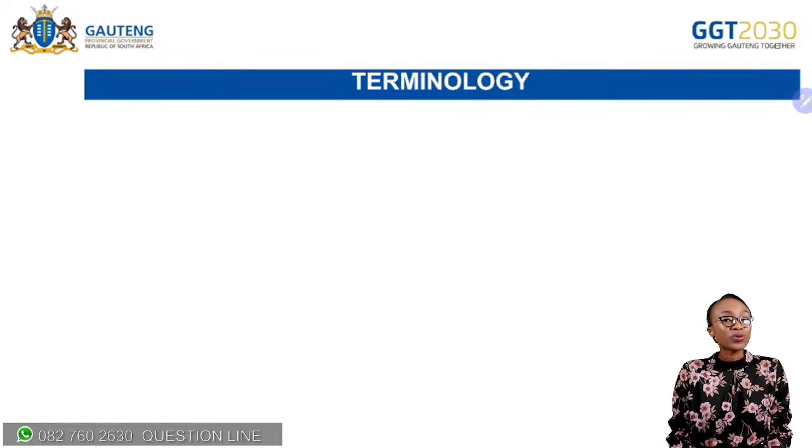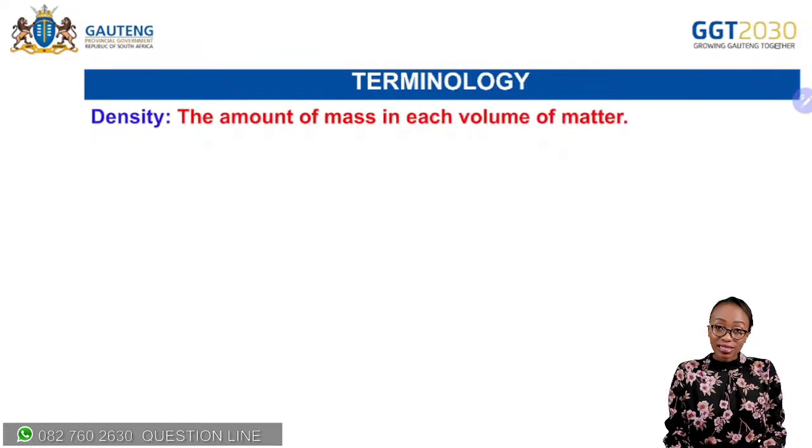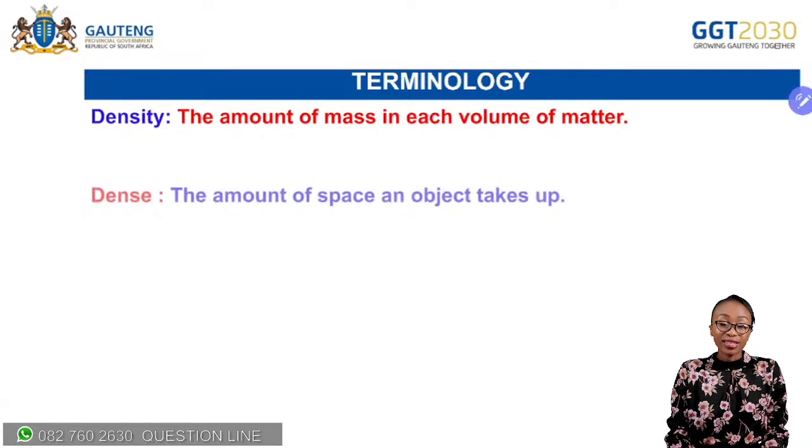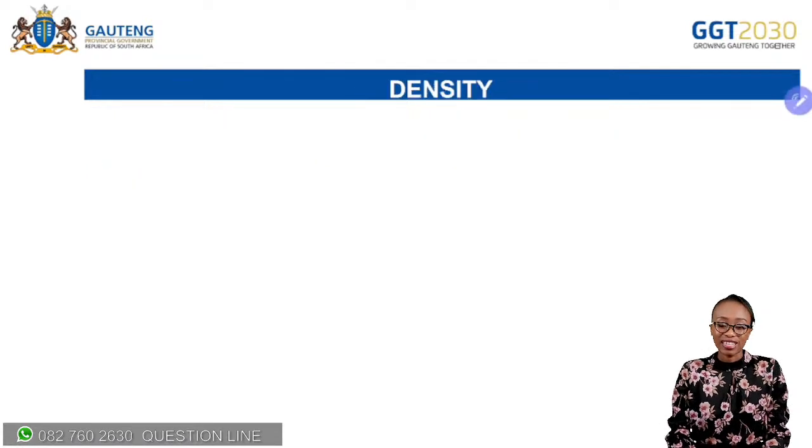Okay, let's move on to terminology. These are the terms that we're going to come across during the course of the lesson, and they'll help us better understand what we're learning today. So the first term is density. If you remember from last week, density is the amount of mass in each volume of matter. And then there's a new one today, dense. Dense is the amount of space an object takes up.